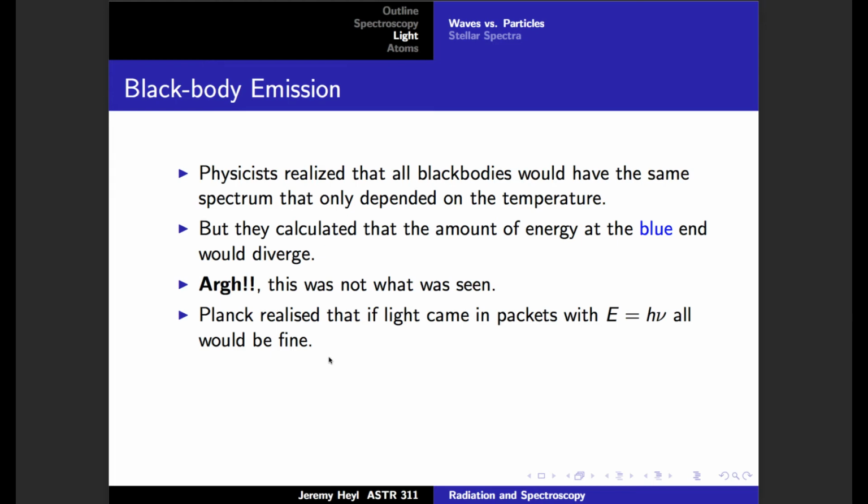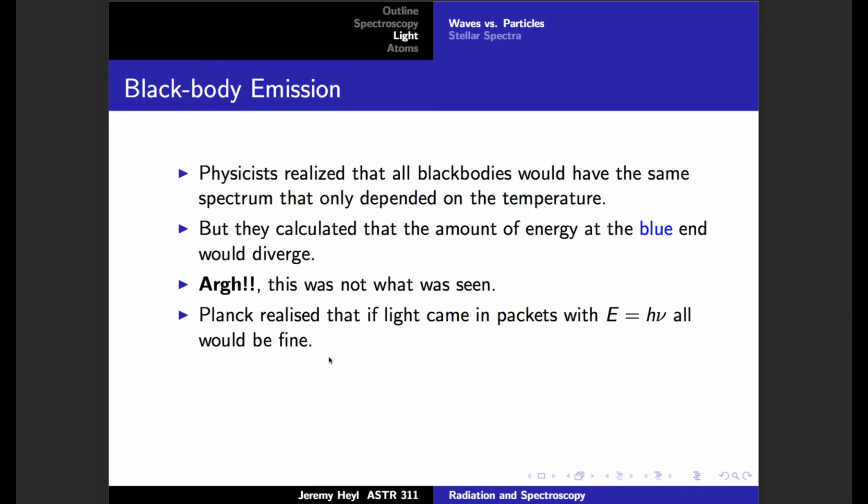If light doesn't come like a wave, I could have a really, really small amount of light at a given frequency. But what Planck said is no, you can't have a tiny, tiny amount. Once it carries an energy equal to h times the frequency, you couldn't have it be any less energy. And in fact, you could only have light in multiples of that energy. It came in little packets.